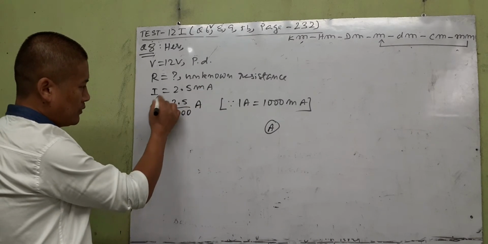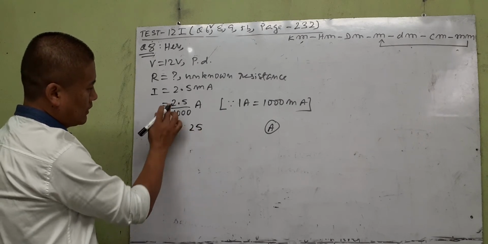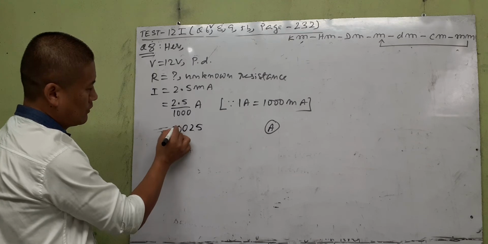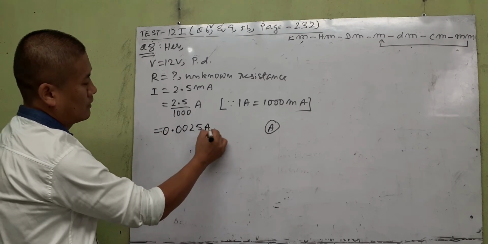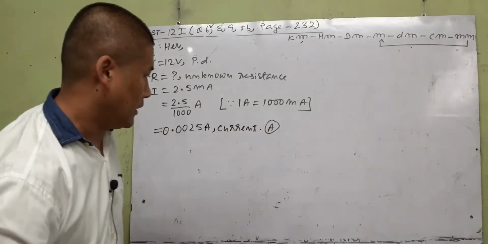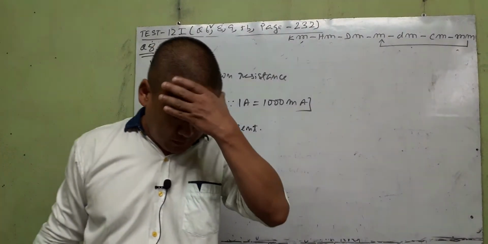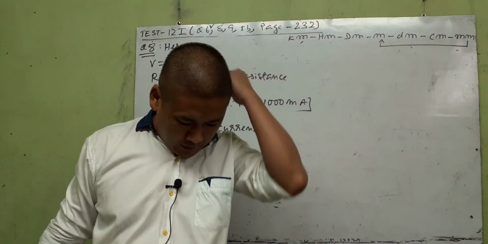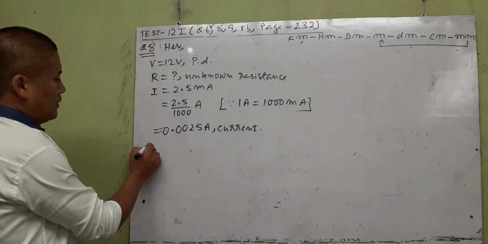So divide means decimal move to the left. Let us count: 1, 2, 3 places. So this is the current in SI unit. Everything has to be in SI unit, right? So here we have to find the value of the resistor, that means the unknown resistance.